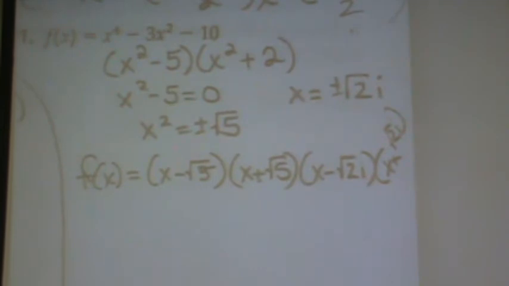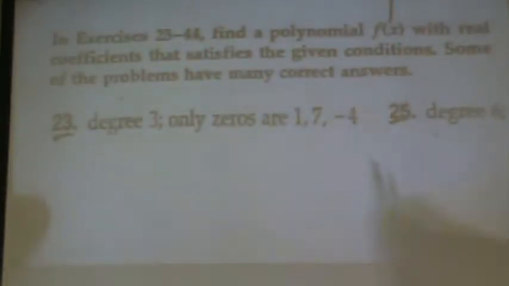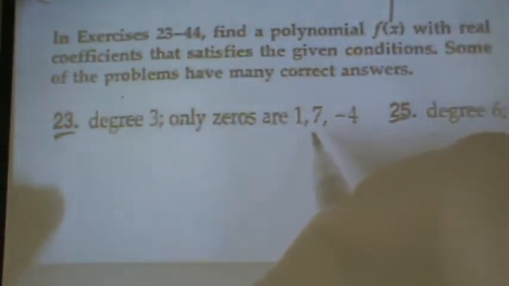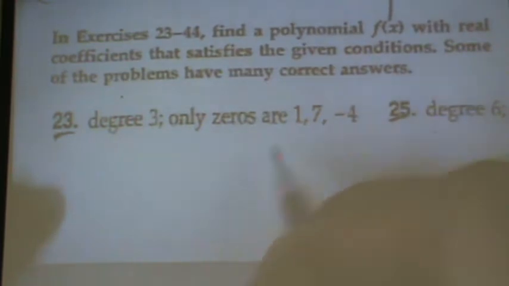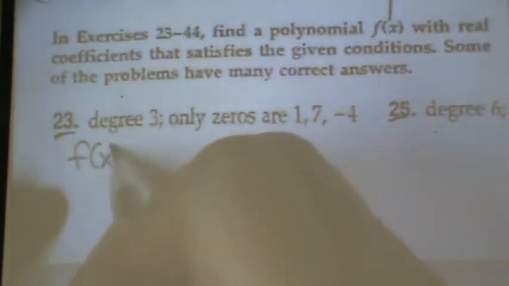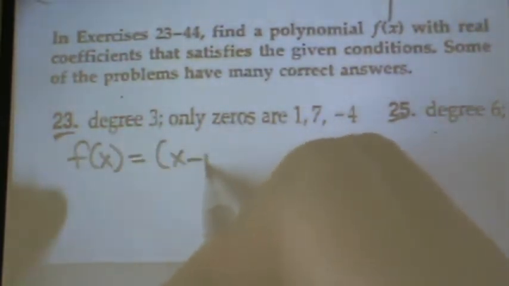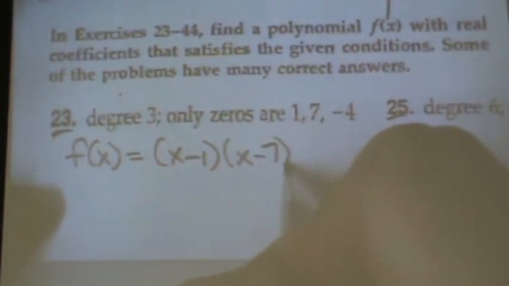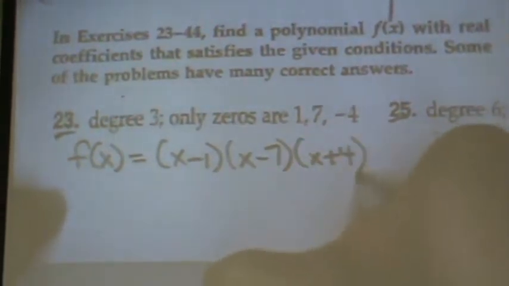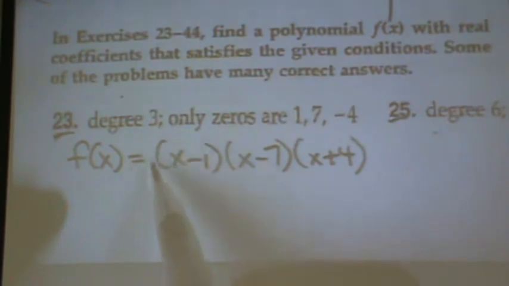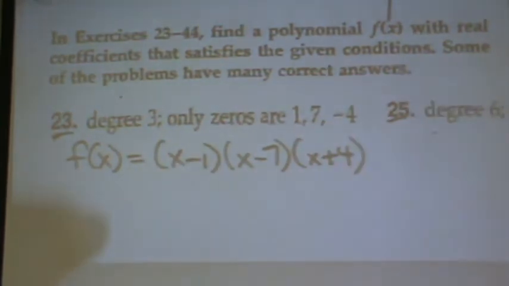Okay, the next three are asking for you to find a polynomial with a certain degree. This one has degree of 3, and I want the zeros to be 1, 5, and negative 4. So it would be f of x equals x minus 1, x minus 5, x plus 4. And since it says a polynomial, you can put any number in front for a. We're just going to leave it as a 1.